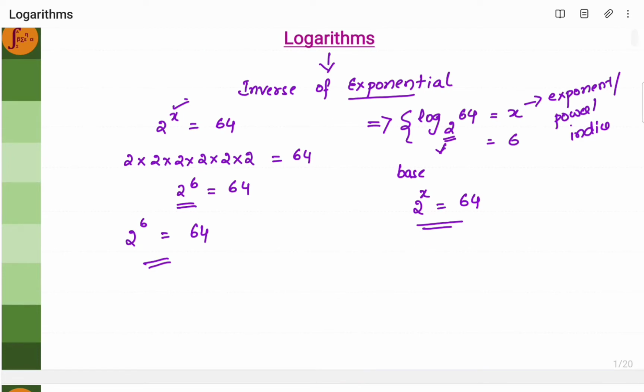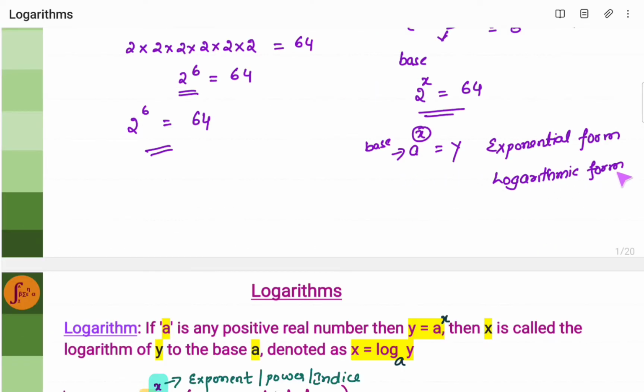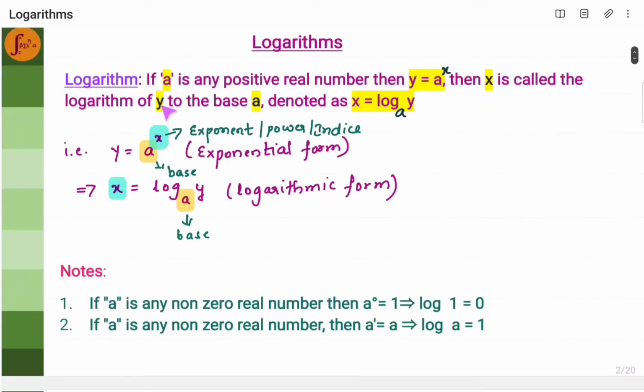Now let's generalize this. Instead of 2, we can have any number. So instead of 2, we can put a, and x is any power. And instead of 64, we say it is, say, y. Just to generalize. So now this is in exponential form. Now if you have to write the same thing in logarithmic form, we'll write log, and we need to write the base, which is a here. This is the base, equal to x. This is the exponent, and y. So x will come to the other side, a will be the base, and then we have y, which is next to log.